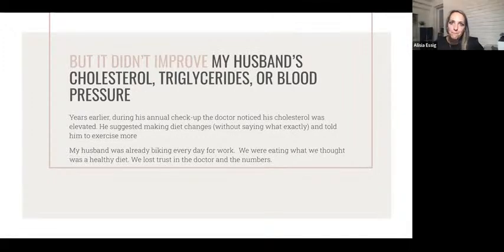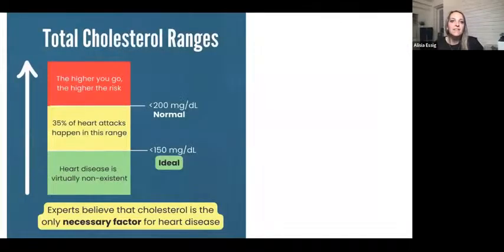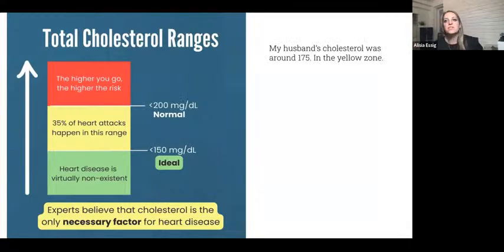But I'm here to tell you, those numbers matter. In fact, the higher your cholesterol is, the higher your risk of heart disease. Pure and simple, there's nothing that can deny that. And so my husband's cholesterol wasn't above 200. Most of the time when it's above 200, that's when the doctor's going to be like, okay, you really need to do something, or maybe put you on a statin. But his was around 175, the yellow zone. But here's the thing, 35% of heart attacks actually happen in this range. I don't have the specific number for strokes, but heart disease still happens in this range. It's not until you get below 150 that heart disease is virtually non-existent, right?